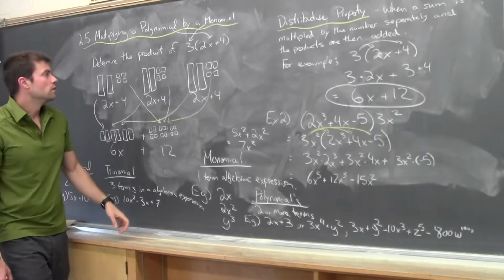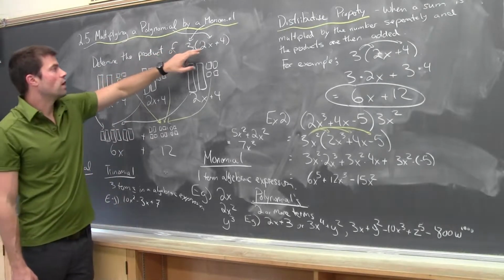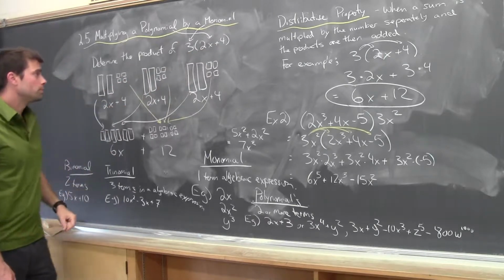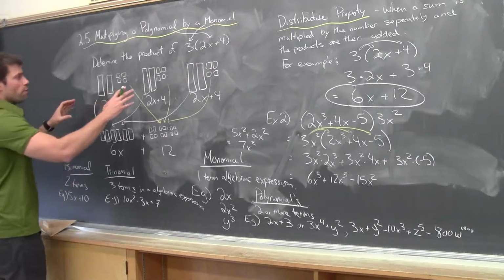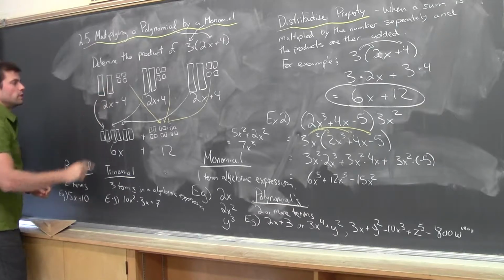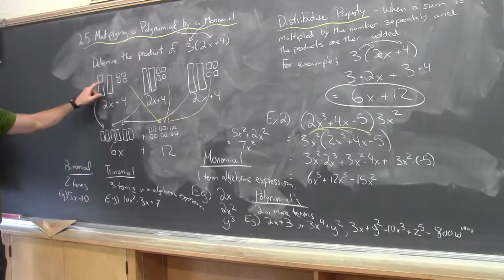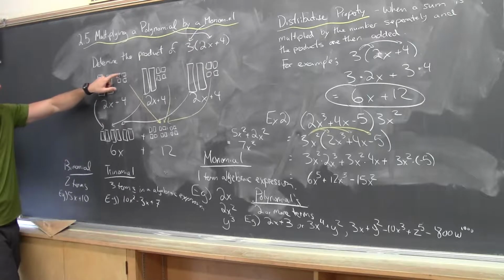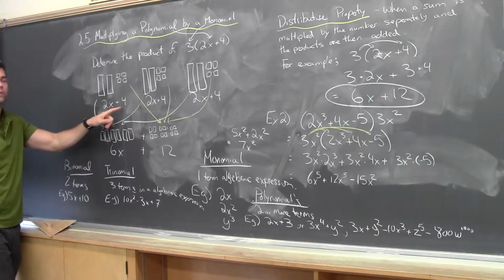Okay? So we want to know 3 times 2x plus 4. Well, if we use our algebra tiles and we know that this is 2x plus 4, remember the larger tiles represent the x variable, so we have 2 of them, that's 2x, and the smaller little tiles represent just the numbers by themselves.